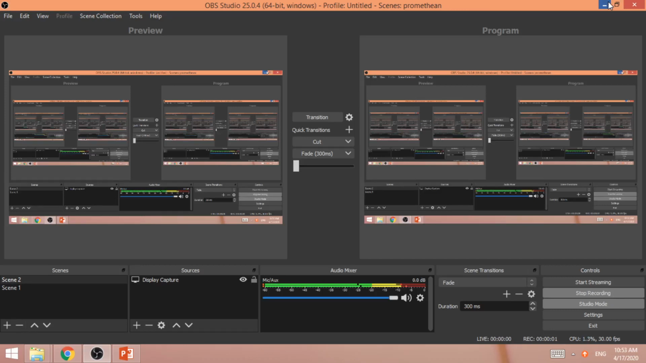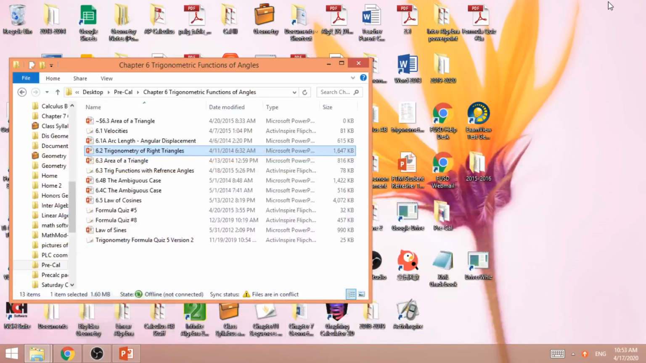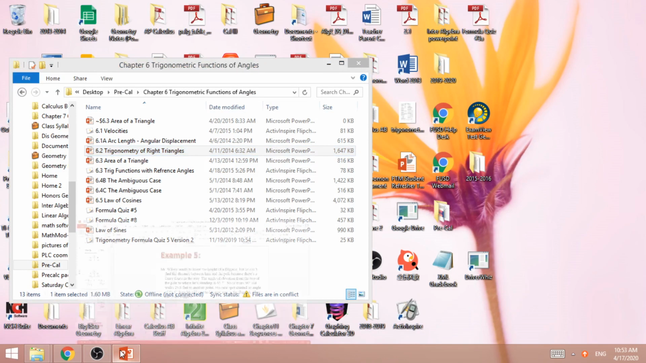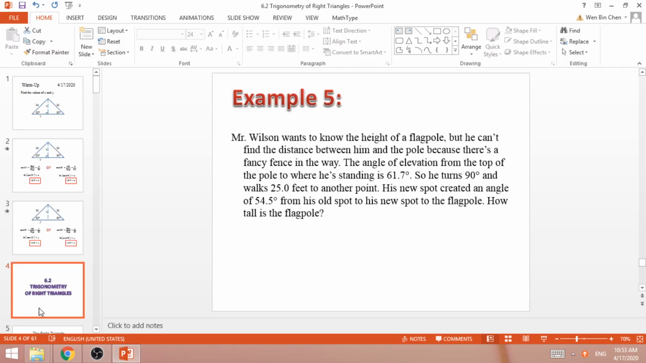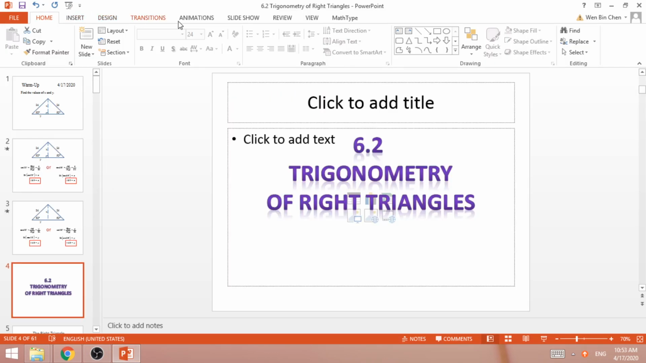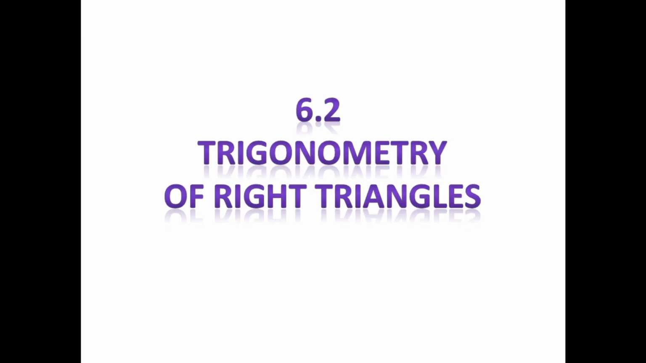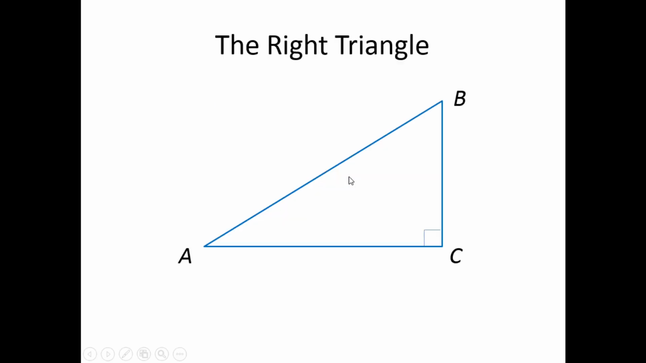Hey, good morning, class. So today I want to talk about 6.2, solving right triangles. You'll see that in a minute with the PowerPoint. Okay, so here's the lesson. Let's take a look at that. So 6.2, trigonometry of right triangles.